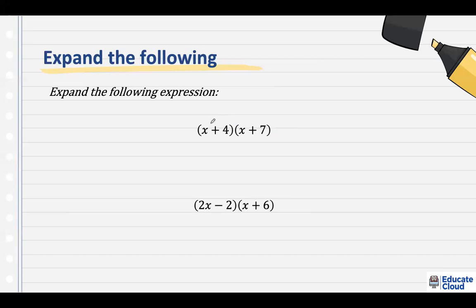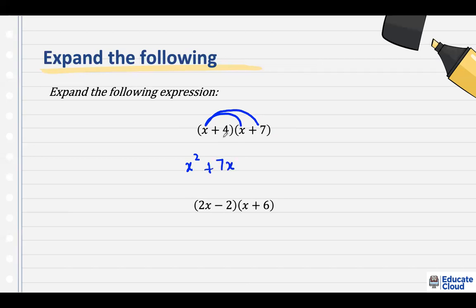So x times x, I'm going to draw. So x times x, that's our first thing that we're going to draw. And x times x, not 2x, it's x squared. And then we're going to do x times by the 7. Okay, which is x times 7 is just 7x.